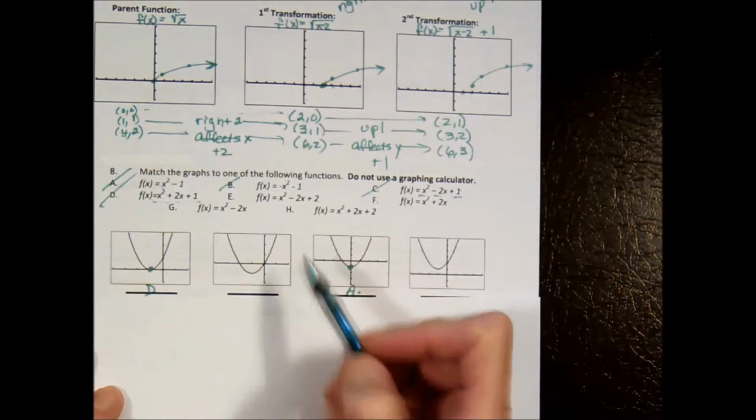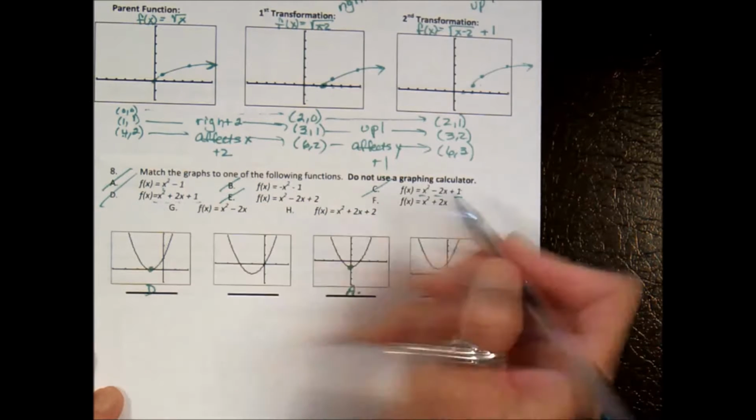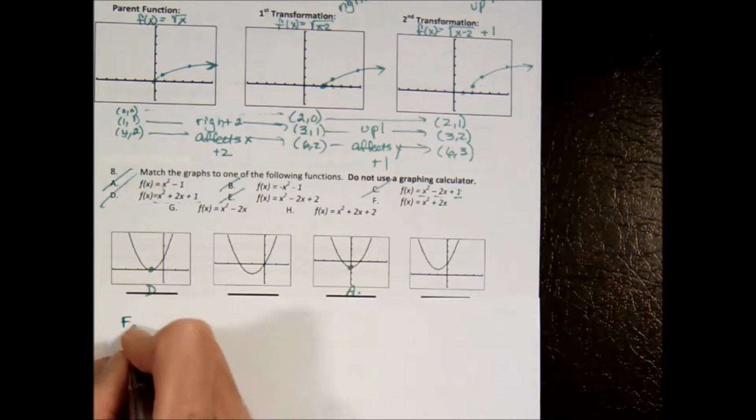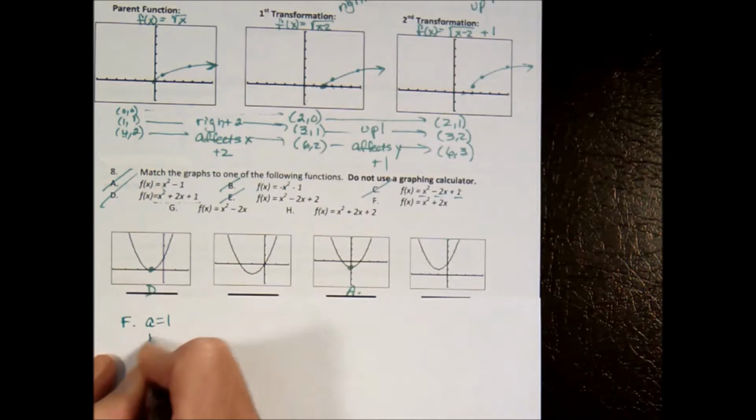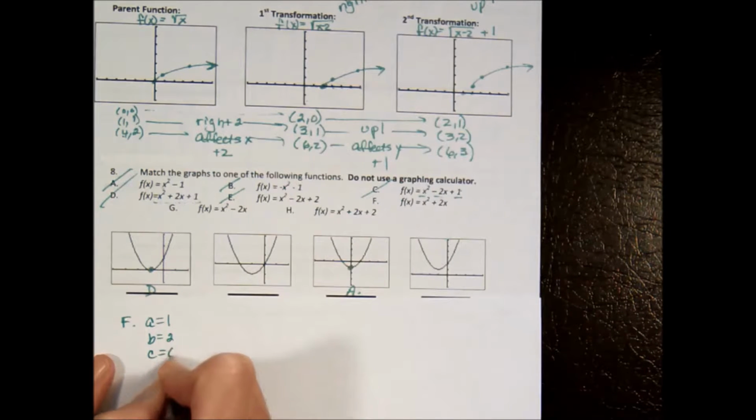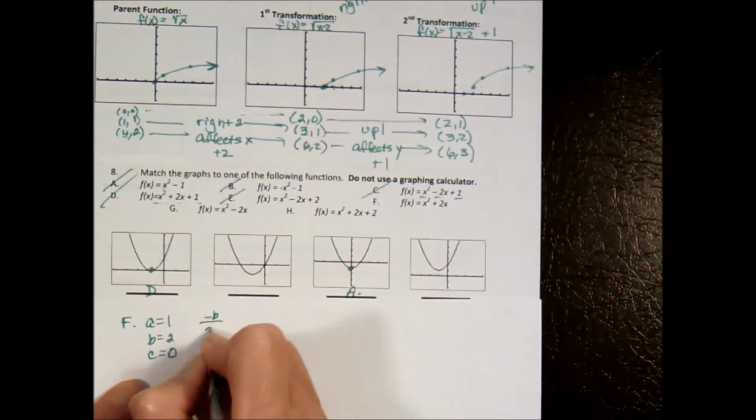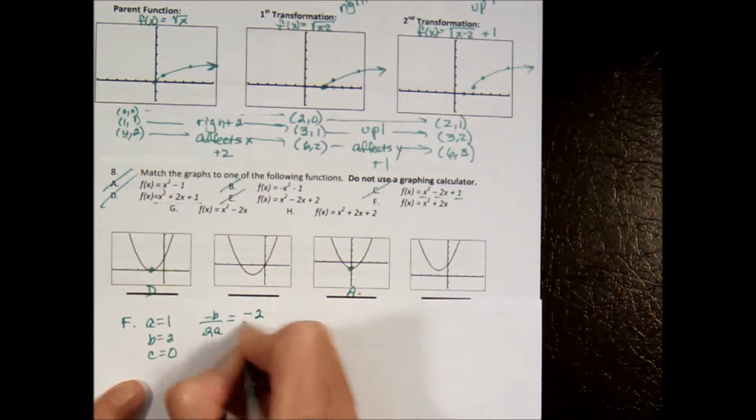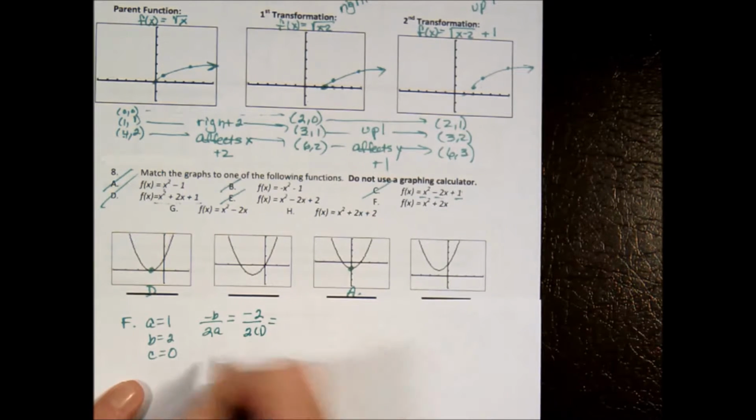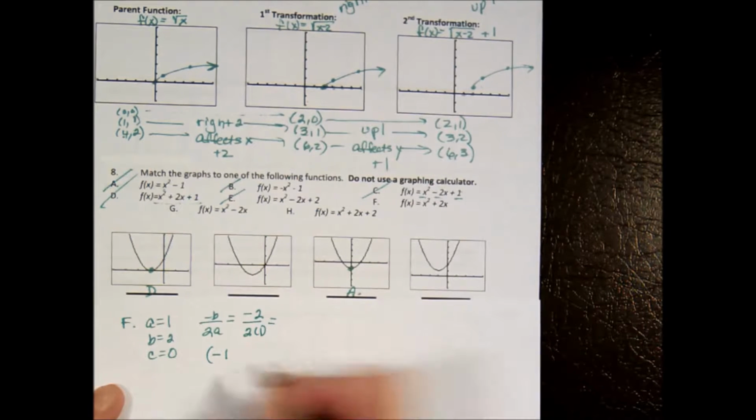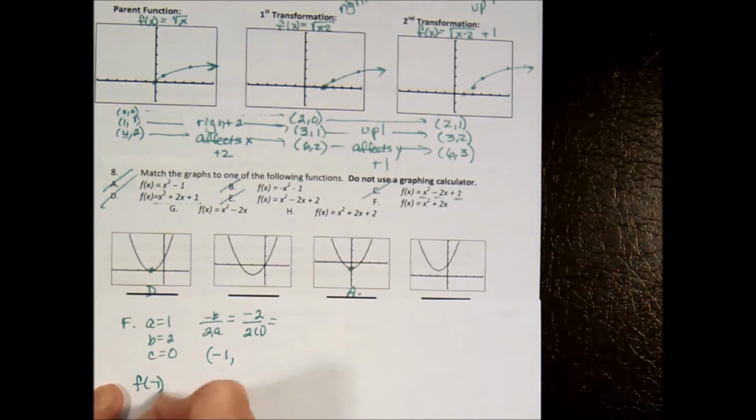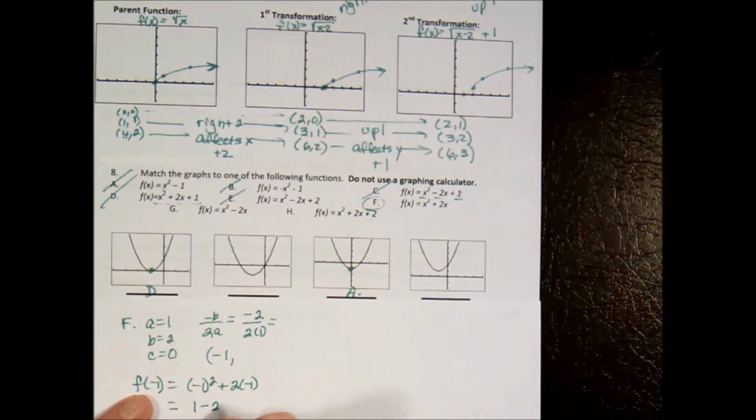So we've done E. Now we come to F, and I have A is 1, B is 2, C is 0. So negative B over 2A is negative 2 over 2 times 1, which is negative 1. I now need f of negative 1, and I'm looking at this equation here. So it's negative 1 squared plus 2 times negative 1, which is 1 minus 2, or negative 1. So I'm now looking for the graph.